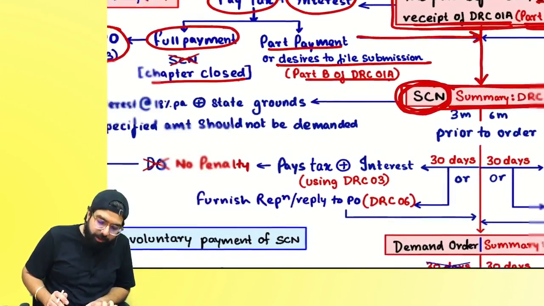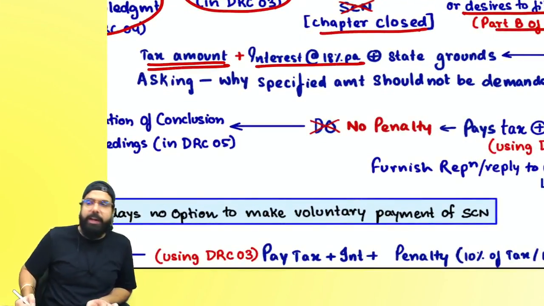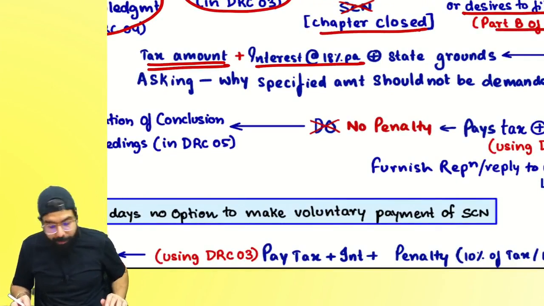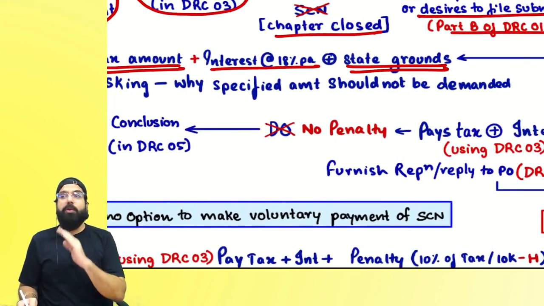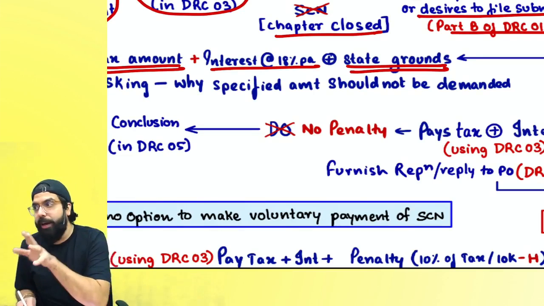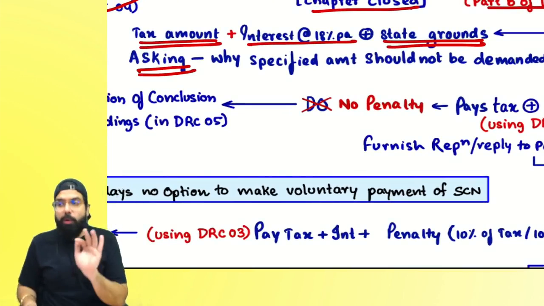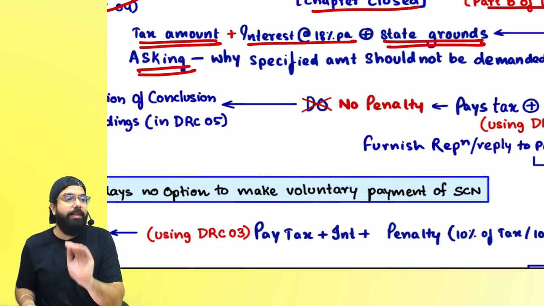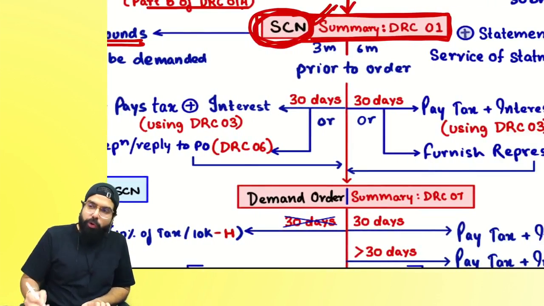In the show cause notice, he will tell you the tax amount, he will tell you interest at the rate of 18% is payable, and he will also state the ground that tax was not paid by you, tax was short paid by you, erroneous refund was taken by you. All these grounds he will tell. And he will also ask you why this amount which I am demanding from you should not be demanded, that he will tell in the show cause notice.